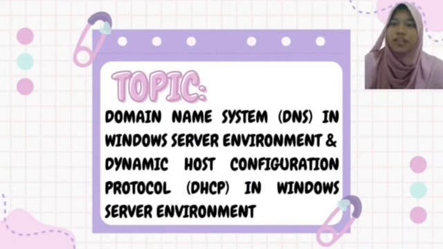So we use 3 PCs, PC1, PC2, PC3, and 1 server. Each PC has its own VMNet. For PC1, VMNet 4; PC2, VMNet 5; and PC3, VMNet 6. For the server, we use VMNet 3, which is the main IP for the server.